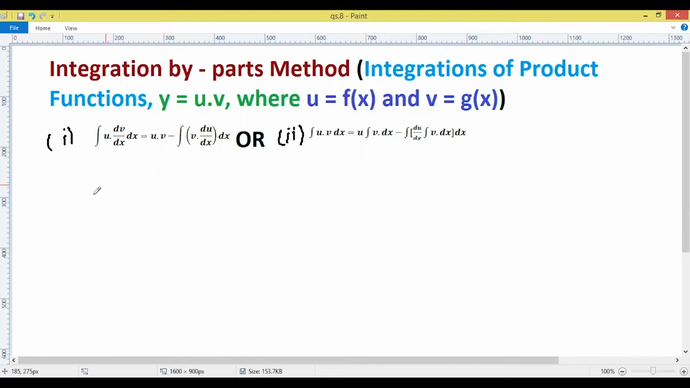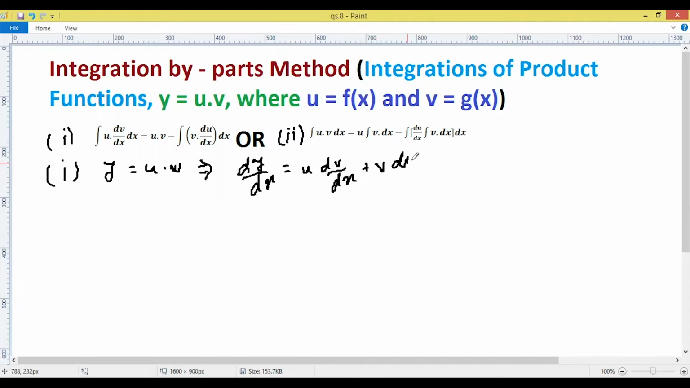First of all, let's see, I'm talking of the first one. For example, if you are given y equals any function like u times v, and you'd like to integrate this function. Because we need to take the derivative of this function, it is dy by dx equals u dv by dx plus v du by dx.